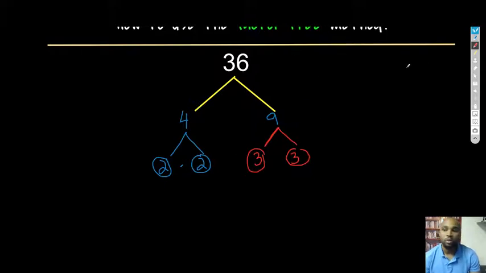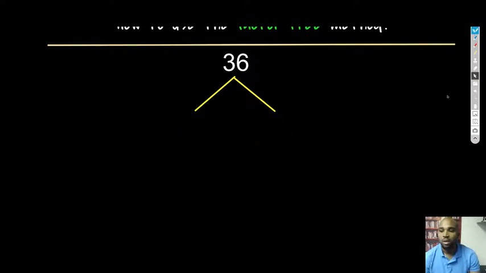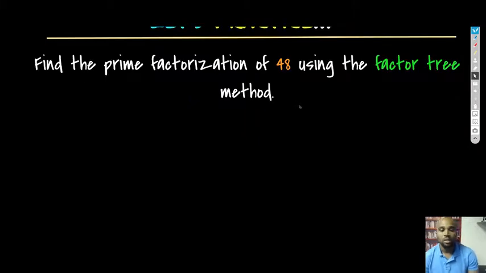So using the factor tree method is one way you can do it. I want you to practice it now. I'm going to erase this one and give you one to practice. I'd like you to pause it here and see if you can answer this question. Find the prime factorization of 48 using the factor tree method that I just showed you. Why don't you pause it here and try it yourself?